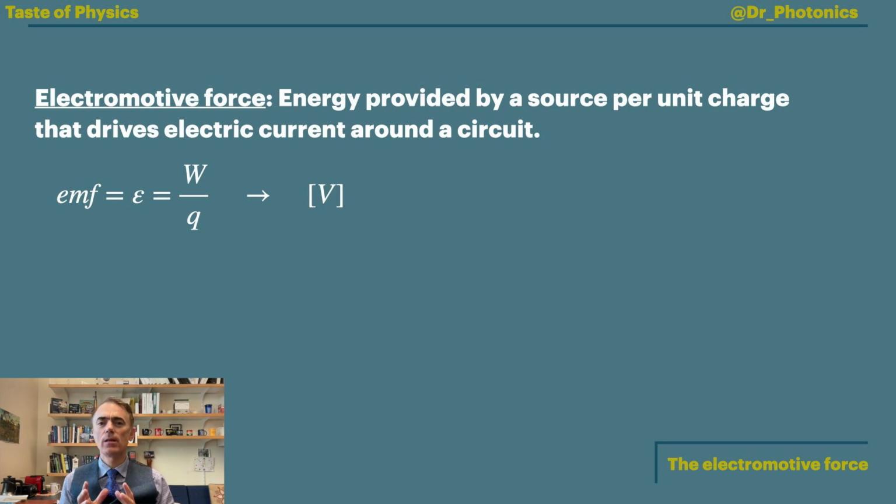Mathematically, we can express the EMF as energy over charge. Epsilon, which is the symbol we use for EMF, is equal to W divided by Q, where W is the energy measured in joules in the SI system, and Q is the charge measured in coulombs in SI units.